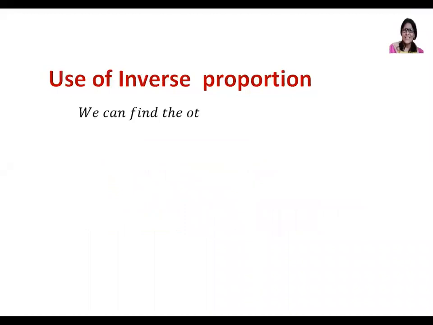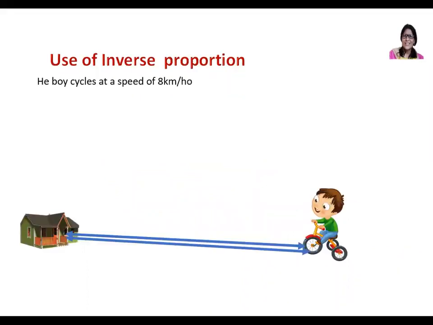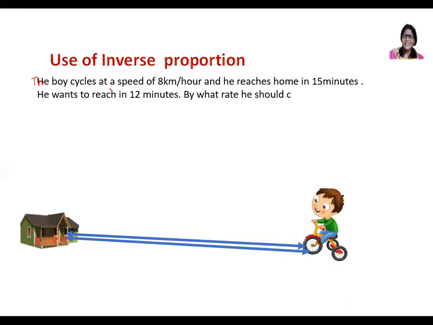Now where is it used? We can find the other quantity from one when they are in inverse proportion, as in direct proportion. For example, the boy cycles at a speed of 8 km per hour and he reaches home in 15 minutes. He wants to reach in 12 minutes. By what rate should he cycle? Now he should increase the speed because there is less time. If he wants to reach in less time, he has to speed up his cycle, because speed and time are in inverse proportion.